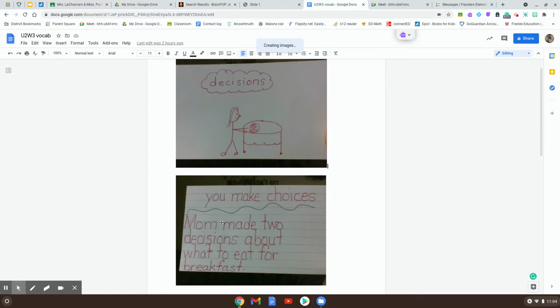And my picture is Mom made 2 decisions about what to eat for breakfast. So she made 2 choices. She chose to have bacon and she chose to have eggs. Make sure you pause the video and give yourself enough time to write these down. So this is the front of the card and this is the back of the card.